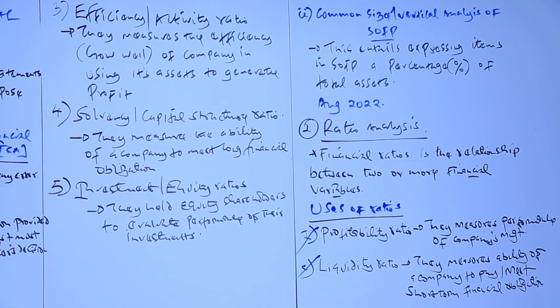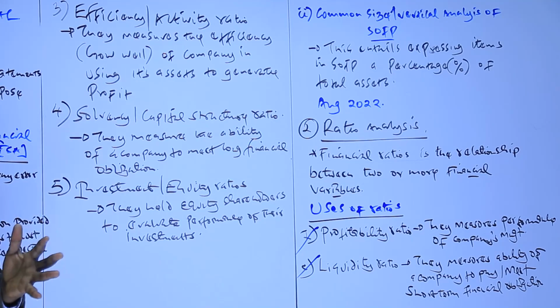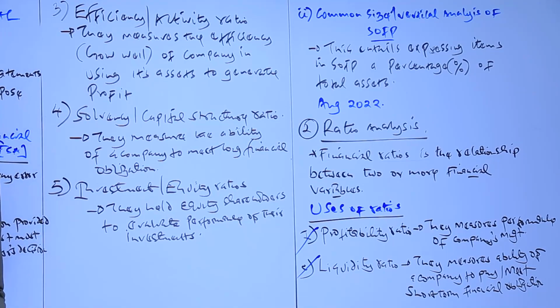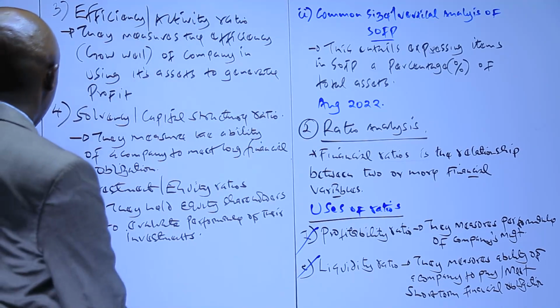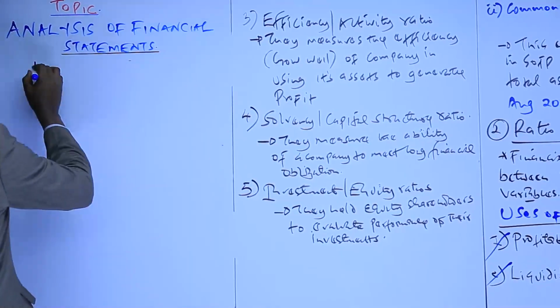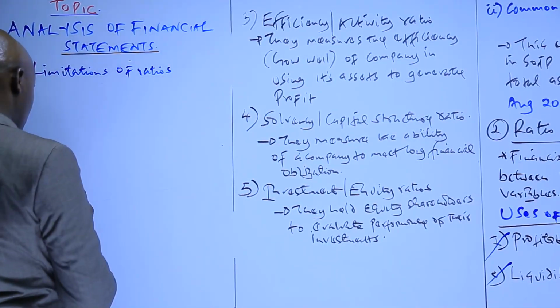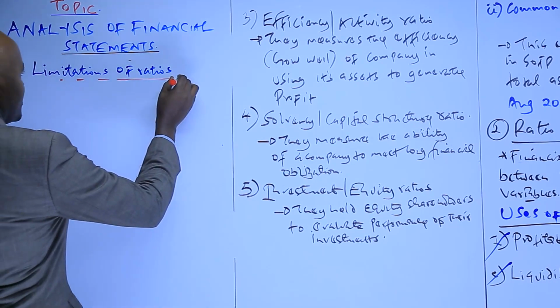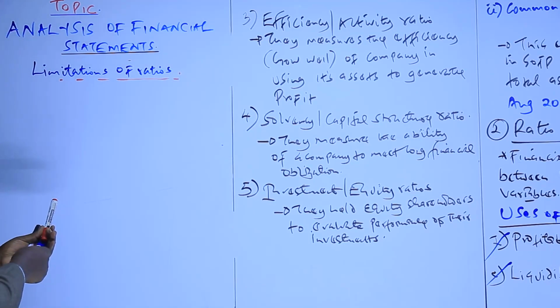Okay, so then from there we need to proceed and look at what are the limitations of ratios before we can look at the various ratios which are computed under each of these categories. We can first of all look at what are some of the shortcomings of the ratio analysis. Limitations of ratios. Basically here we have various limitations associated with the ratios.